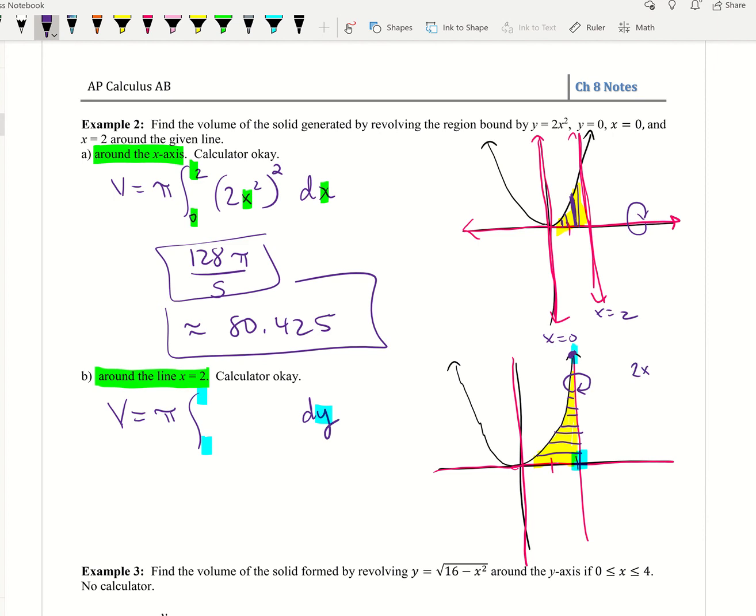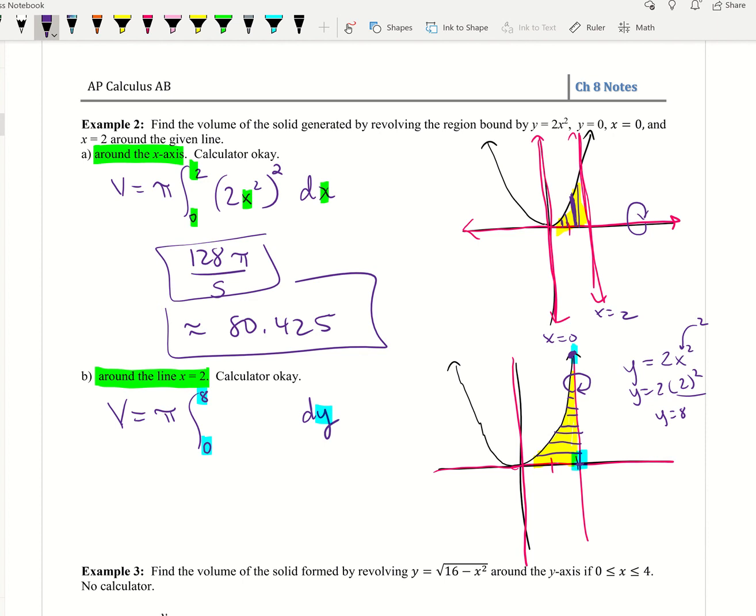So 2x squared would intersect the line x equals 2. Well, actually, since I have an x value, I will put a 2 into this equation to find the y value. Square first, then multiply. Y is 8. So this goes from a height of 0, I can tell that from the diagram, up to a height of 8. Now, because this is dy, I also can't write my equation with an x variable.